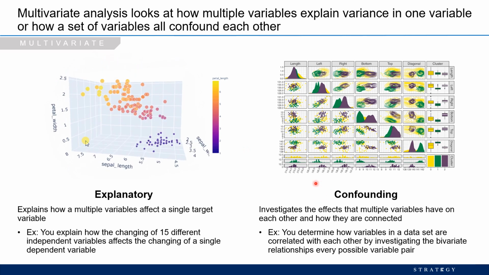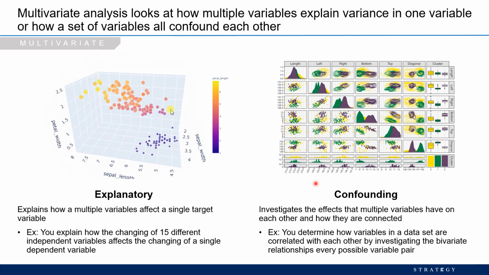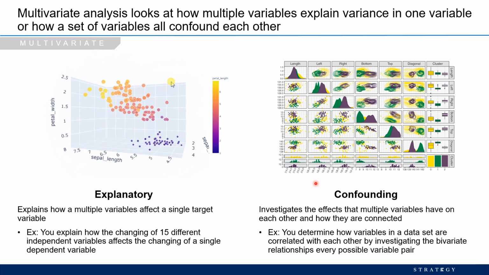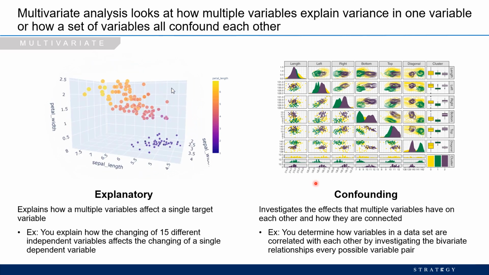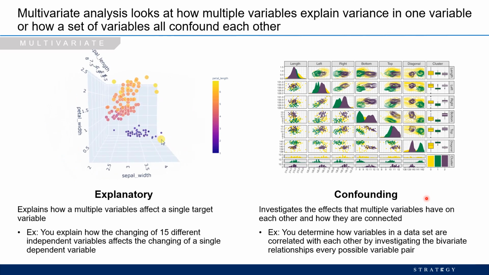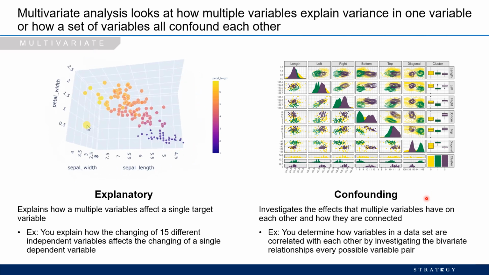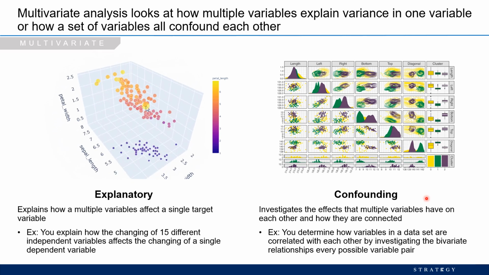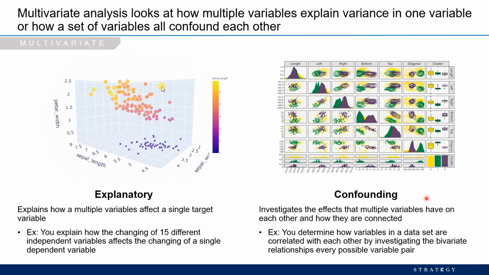Now, with confounding analysis, you're not necessarily fixed on a single target variable. It's more about looking at how all the different variables interact with each other. So I might have a data set and I am not looking at how a single variable is affected, but rather I want to know the relationships that all the different variables have.